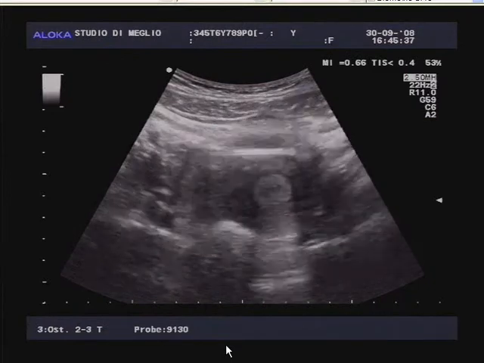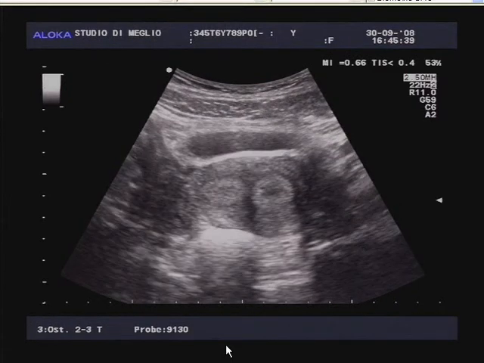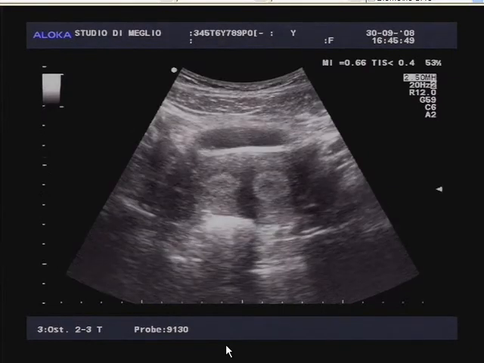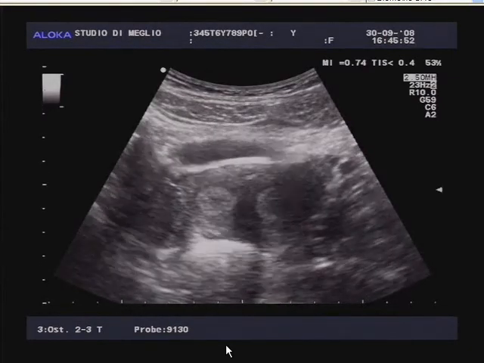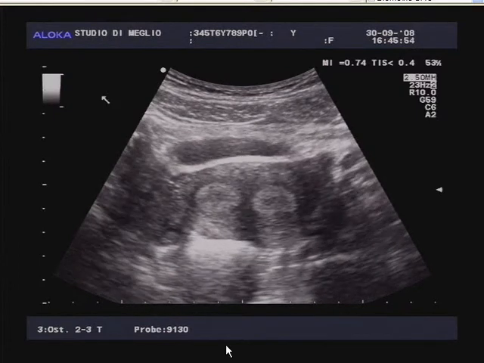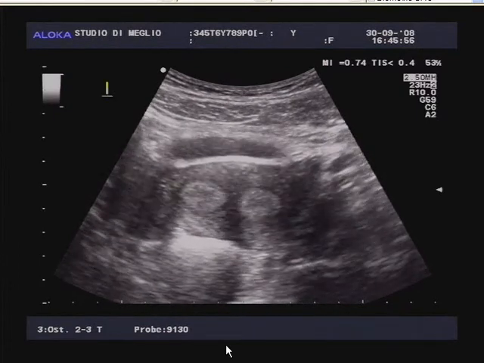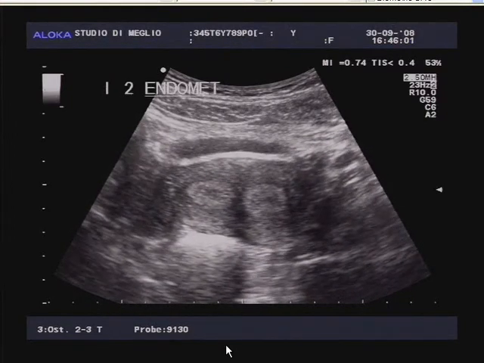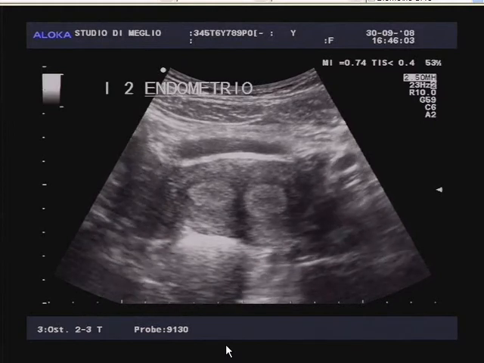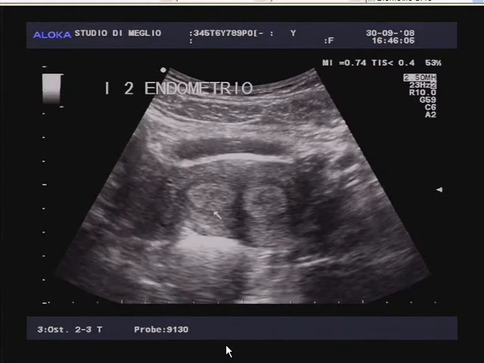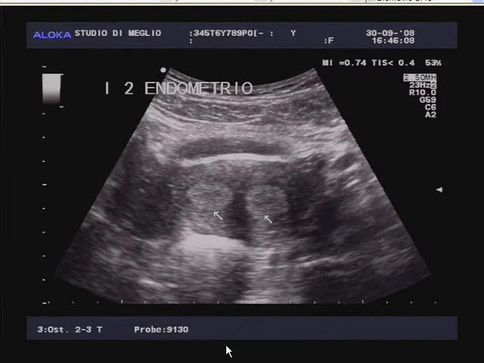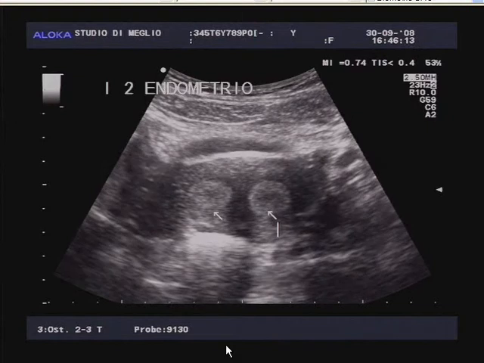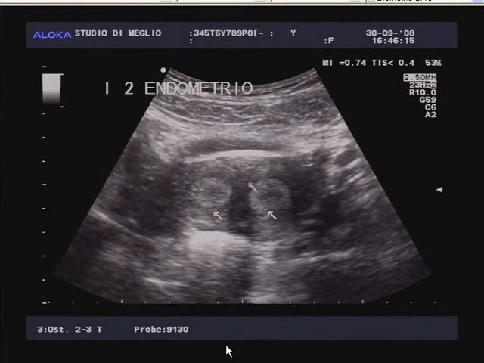If you look at this scan, you can see this typical sign. It seems like a mask in which you can see two endometrial lines separated on the top of the uterus. The fundus looks divided by a septum that you could identify in the middle of the image. The arrow is indicating now the septum.